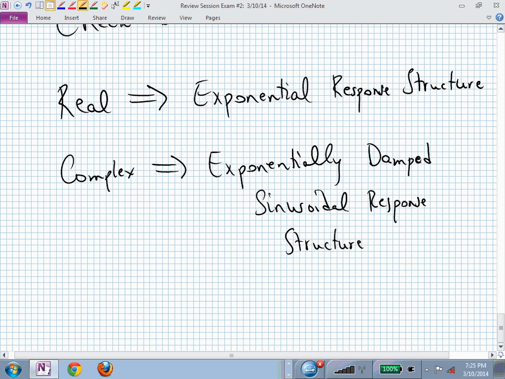Okay? So if your indices are non-negative, you could have poles inside or outside the unit circle, and they're complex. If they're inside, then you have a damped sinusoidal response. If they're outside, they're going unbounded with a sinusoidal oscillation.